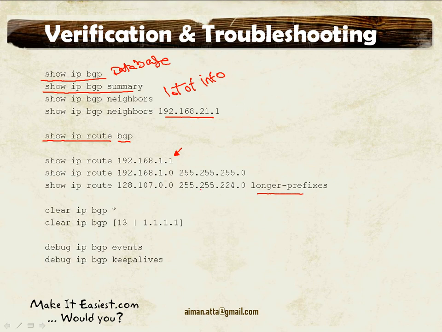We could actually be showing multiple prefixes using the longer-prefixes option. Here we specified 255.255.224.0, which means /19, right? So we are specifying that we need to show anything that matches this IP address right here, /19 or more, more like /20, 21, 22, and so on.